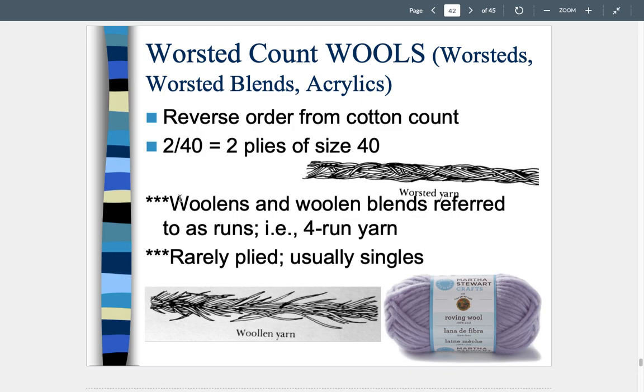They are rarely plied, and they're usually singles, because if you start to twist and blend these woolens, and you put multiple layers in, if you start to ply it, you're going to start to get rid of that pretty fluffy loftiness that's happening naturally in that woolen yarn. So they're usually singles, not rarely plied, I should say, because we want to keep that fluffiness.